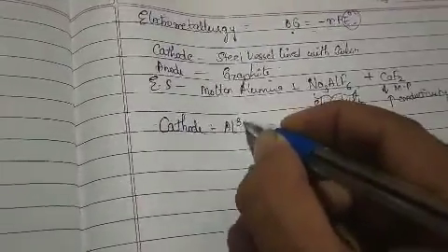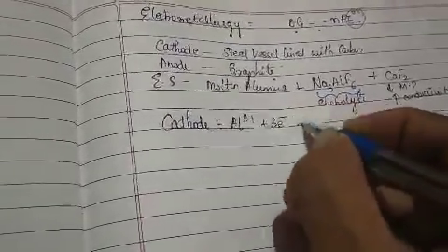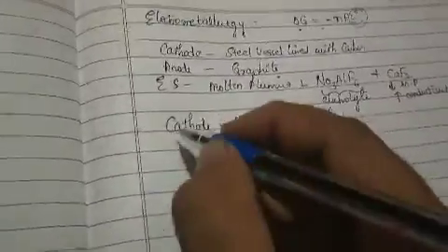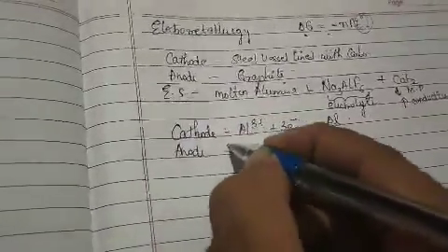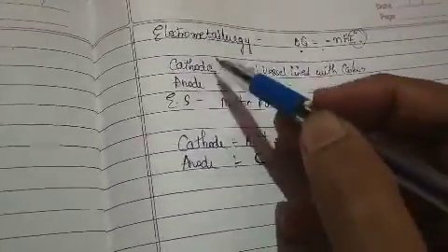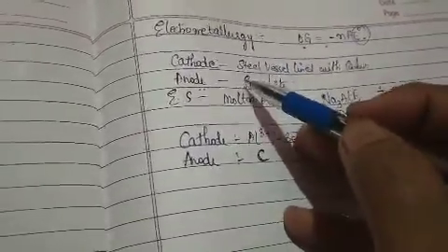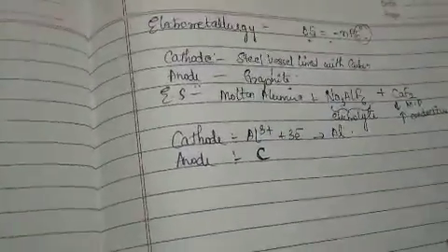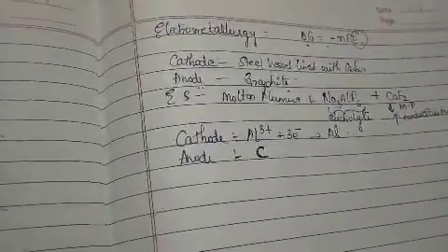Of course, Al3+ plus 3 electrons, it has gained electrons to give you Al. At the anode, what is happening? Whatever carbon rods were there, that is your graphite. Remember, both your cathode and anode contain carbon itself. You have to remember this point because it is very important in your competitive exam.